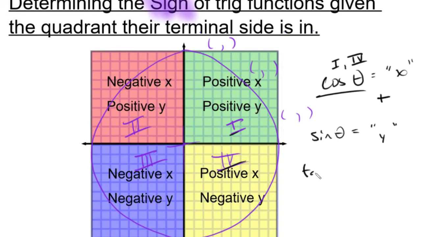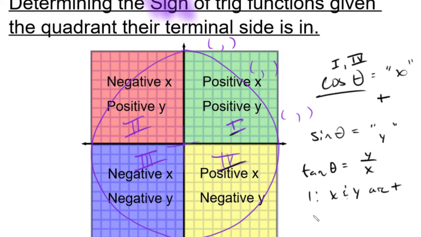Then tangent of theta, that is y over x. So now you have to think, how can a fraction be positive? Well, the answer is there's two choices. Choice one: x and y are positive. That's much better. X and y are positive.